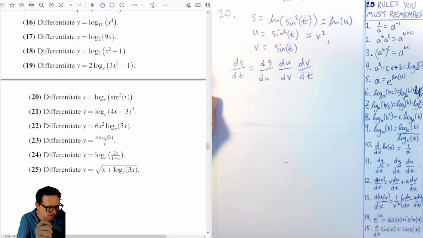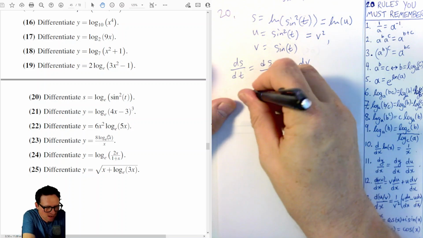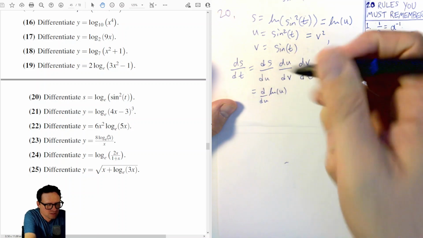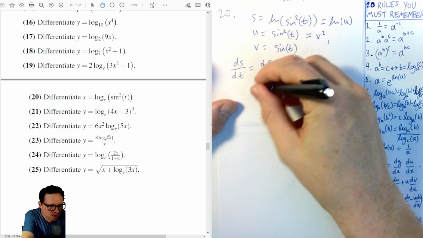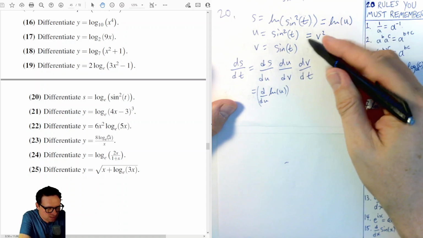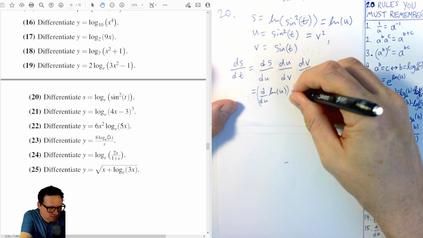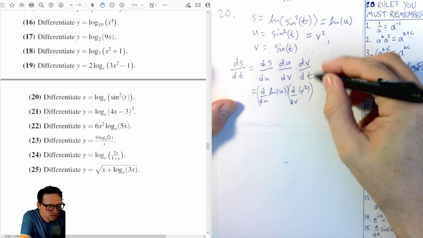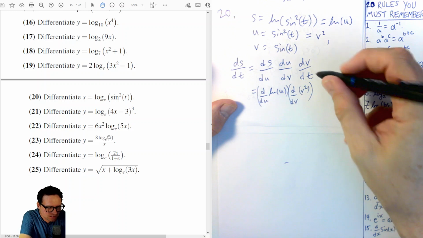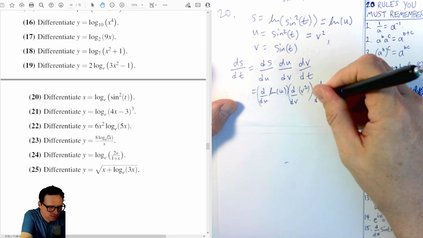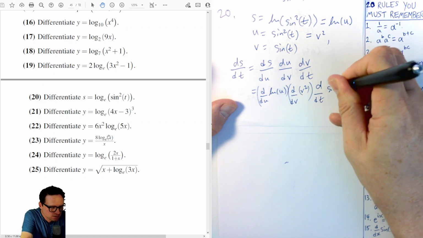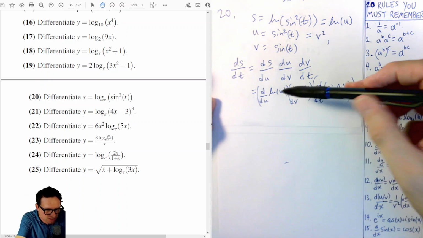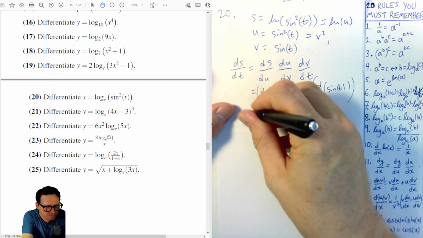Now, s is a function of u, it's ln of u. So we have the derivative with respect to u of ln of u, and then we multiply this by du on dv, so u is v squared, so we have d on dv of v squared, and then dv on dt. V is sine of t, so the derivative with respect to t of sine of t. Okay, now using rule number 10, this is 1 on u.